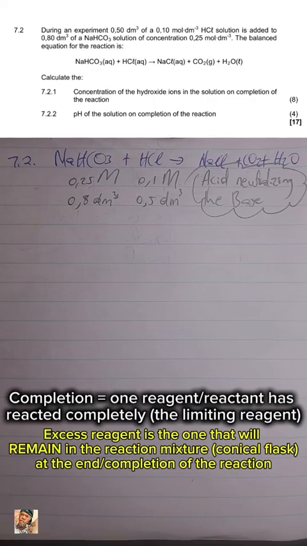So because we're talking about the completion, we have to know which one is the limiting reagent, which is the one that is going to react completely, and which one is going to be the reagent in excess. That means the one that is going to remain after the completion of the reaction.